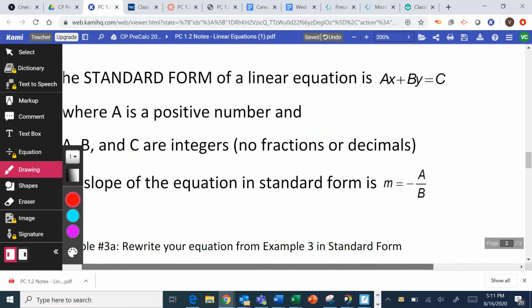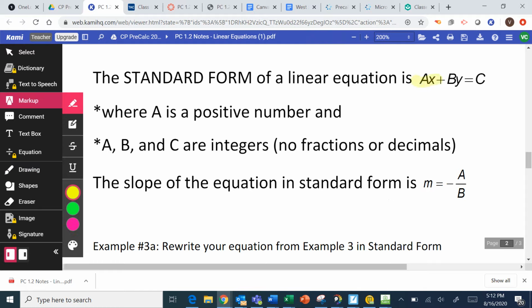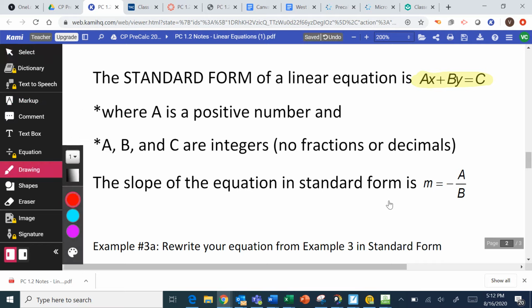The next section, standard form of a linear equation. So I know in Algebra 1 and 2 you probably did not do a lot of standard form, but we are going to use standard form a little bit more in here. Standard form is in the form of ax plus by equals c. And there are some rules that for some reason people forget. So let's try really good to remember these rules.